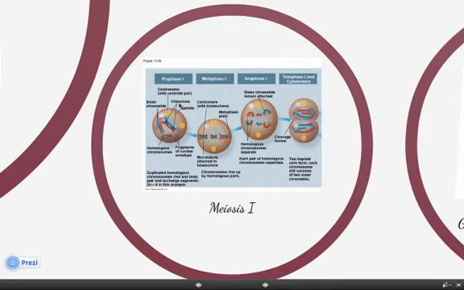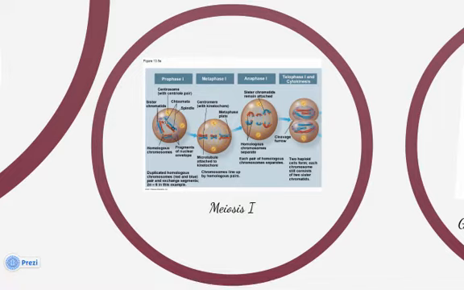Chiasmata are the points, the actual physical touching points by which homologous chromosomes connect to each other. And when they connect, they're able to undergo a process called crossing over or recombination. And we'll talk about that in a few frames over.